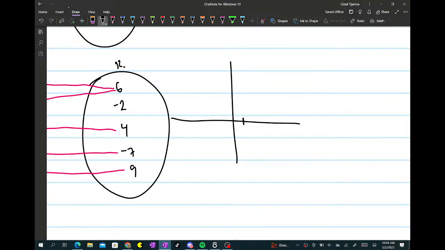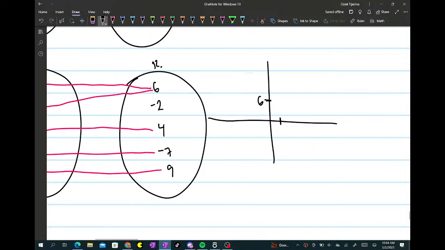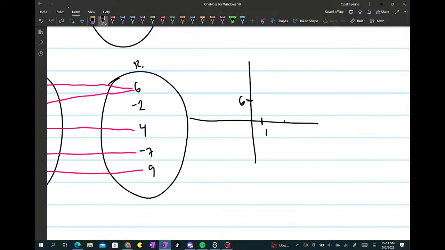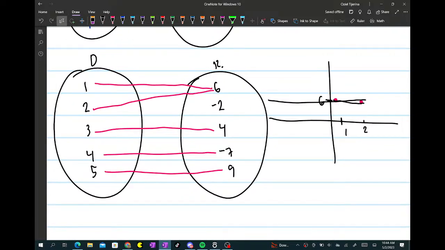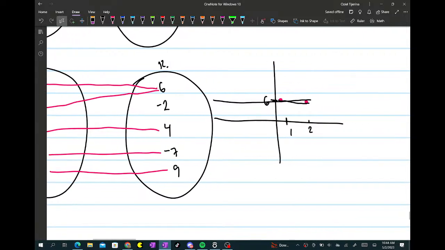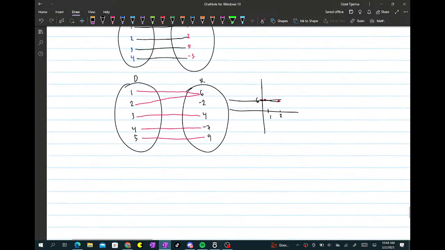So if you think about it on the graph, let's say here's 6, and let's say that here is 1 and here is 2. If I plot 1, 6 and 2, 6, this is still a function because it follows the vertical line test. The vertical line test says that it doesn't follow that rule if the line crosses it twice, and we'll go more over that later in this chapter, I hope.